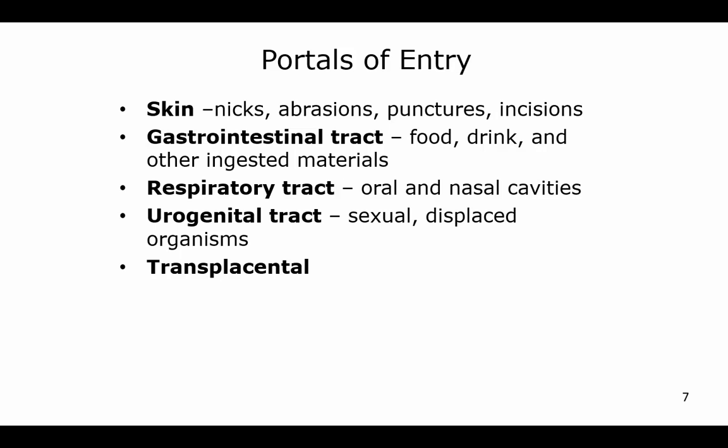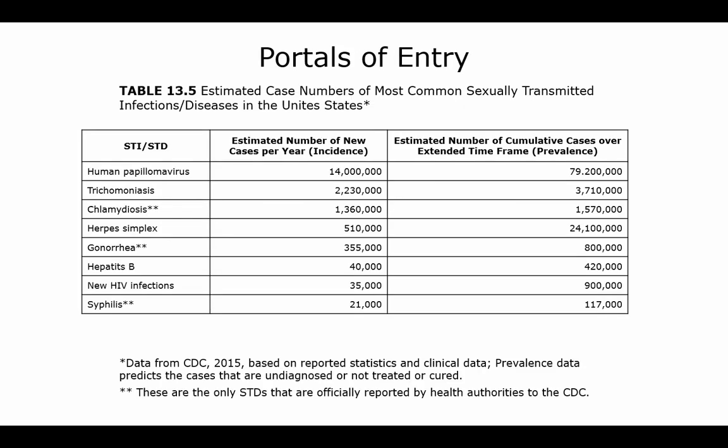So, how do they get in? Well, from the skin, through nicks and abrasions, punctures, and incisions. Okay, gastrointestinal, well, clearly anything that you ingest, food or drink. Respiratory, breathing. Okay, oral or nasal cavities. Urogenital tract would be sexual transmission and displaced organs. And then transplacental would be from mother to offspring, or mother to unborn child, and we would call that a vertical transmission. All right, portals of entry.